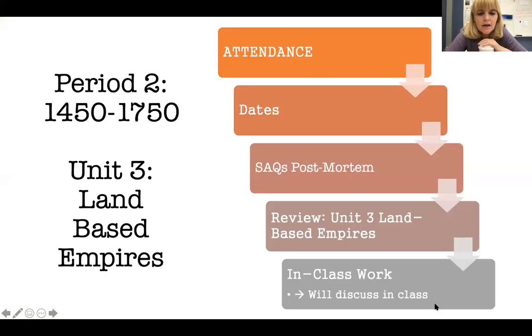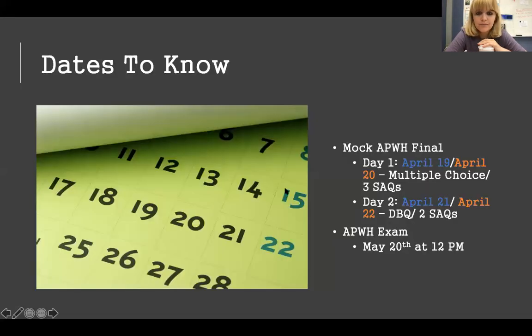So we are in period 2, and as I said, we are circling back to land-based empires. We only really talked about 3 or 4 of these land-based empires, so today's not a really daunting lesson, but you still need to know it, especially because your exam is coming up. Guys, make sure you also keep in mind you have an AP World History final in my class next week.